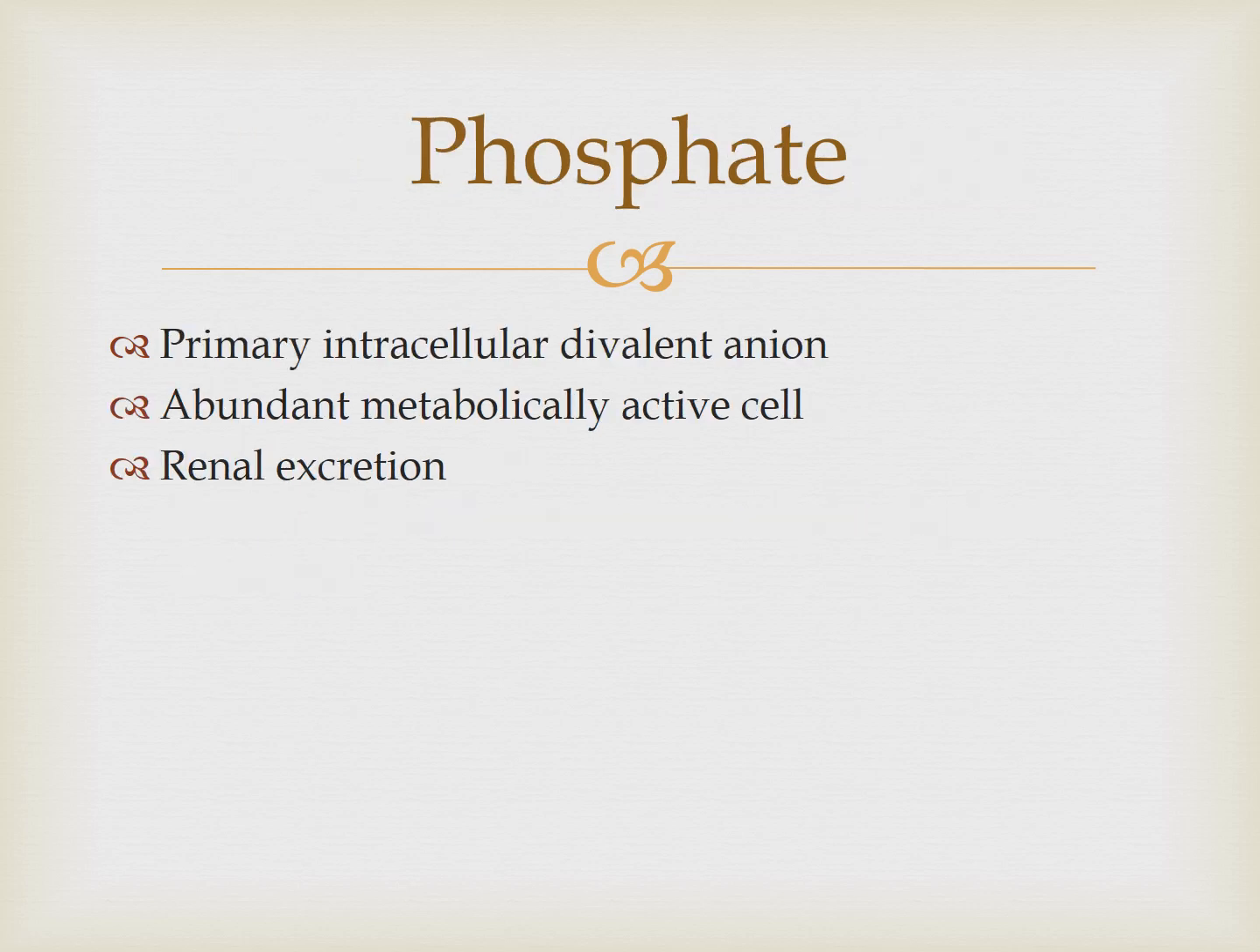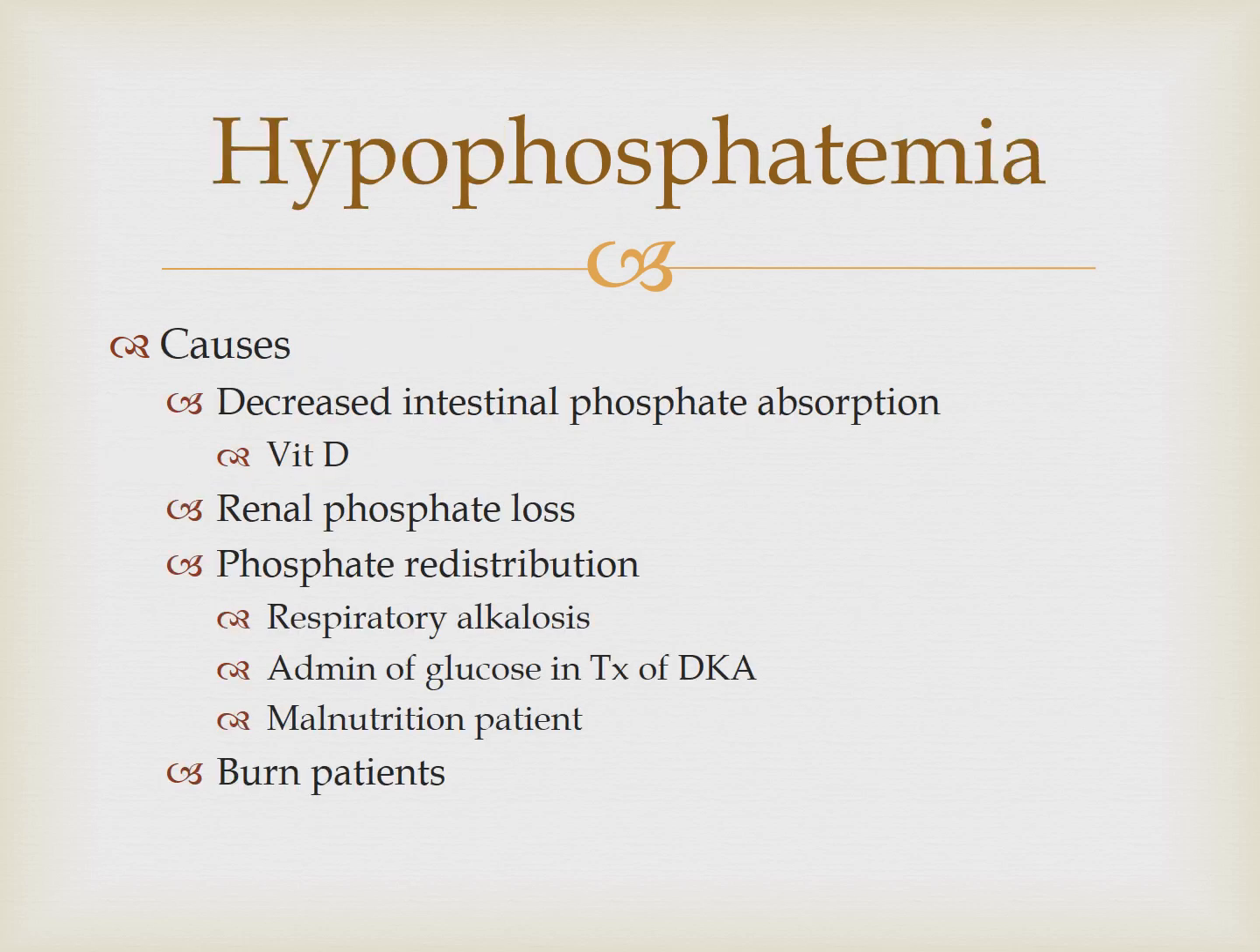Phosphate is another one. Normal range is about 2.5 to 4.5. Renal excretion, primary intracellular divalent anion, abundant in metabolically active cells. Hypophosphatemia: decreased intestinal phosphate absorption, vitamin D, renal phosphate loss, phosphate redistribution. We talked about administration of glucose and treatment of DKA, malnutrition patients, burn patients, refeeding syndrome is another one too.